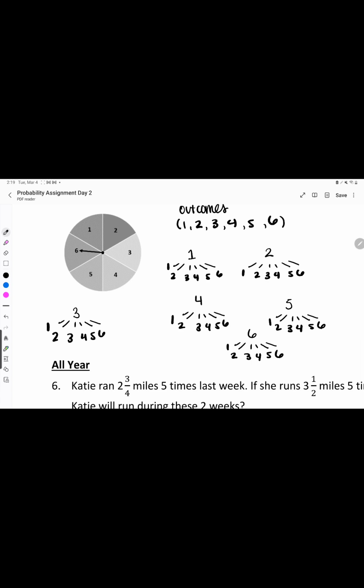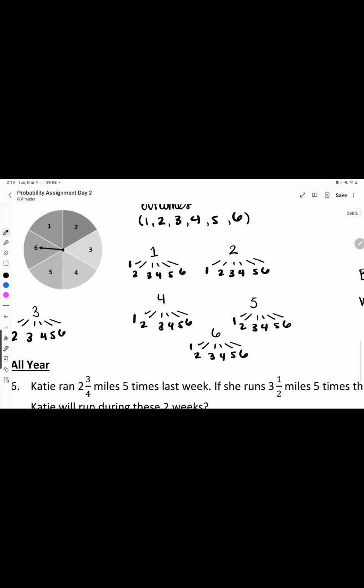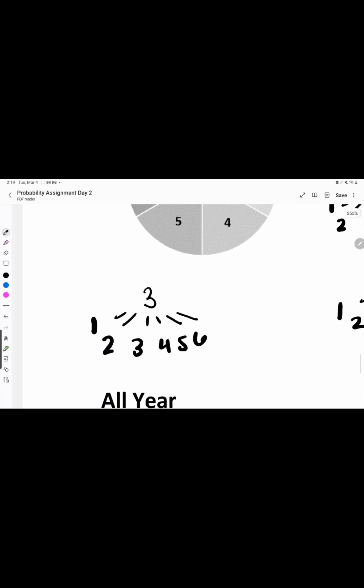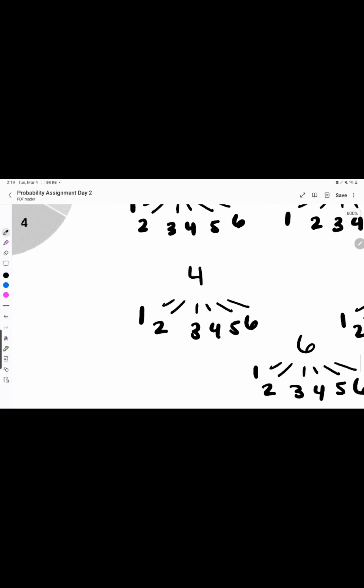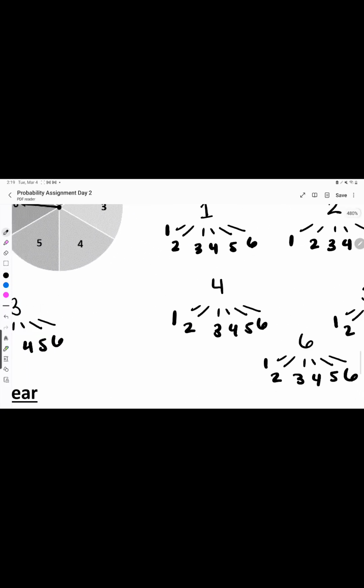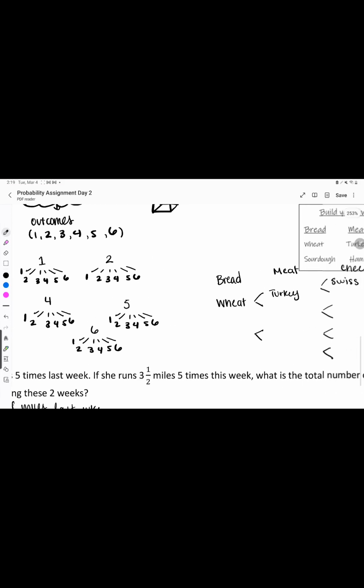Here are my options. I can get all of these. So if I roll a 3, I can get a 1, a 2, a 3, a 4, a 5, or a 6 when I spin the spinner. If I get a 4 on the dice, I can spin a 1, a 2, a 3, a 4, a 5, or a 6, and so on and so forth.